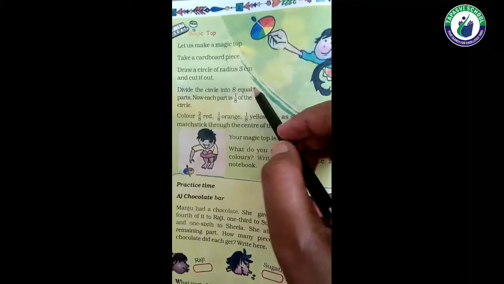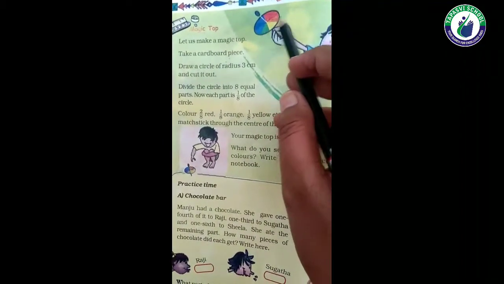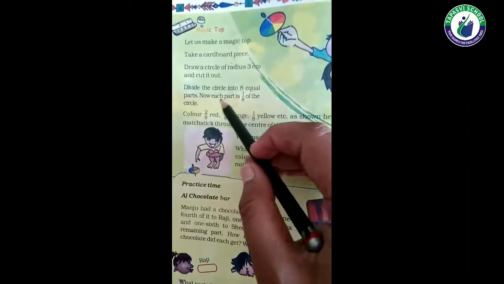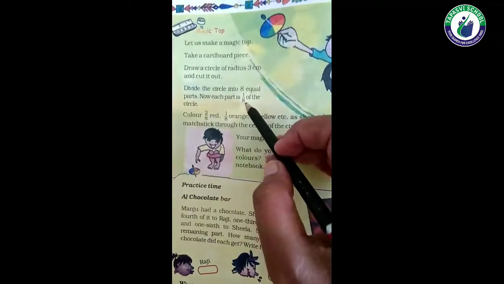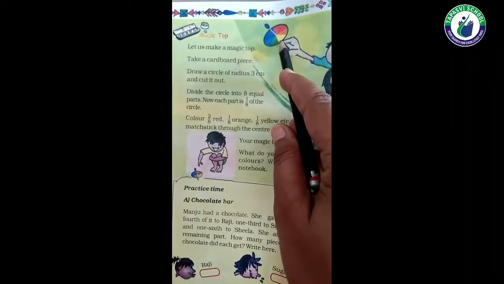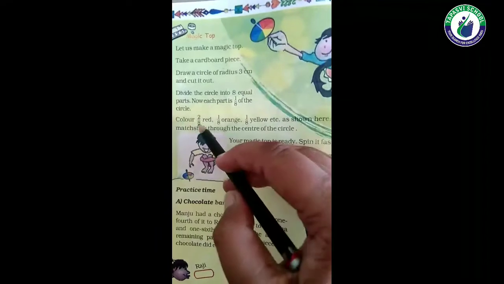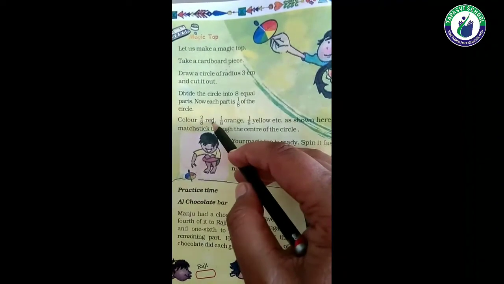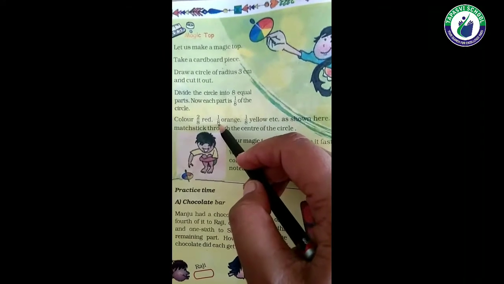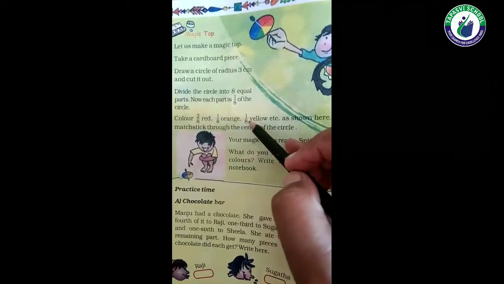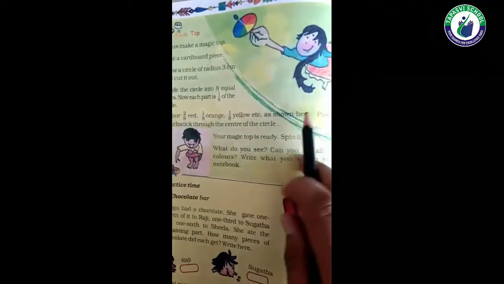Divide the circle into 8 equal parts. See the way she has done, she has also made 8 equal parts. Now each part is 1/8 of the circle. Yes, definitely. Because for example, if we see the yellow color, the portion of the yellow color will be 1/8. Color 2/8 red. That means out of 8 parts, color 2 parts red. Out of 8 parts, 1 part orange. Out of 8, 1 part yellow, as shown here, right?